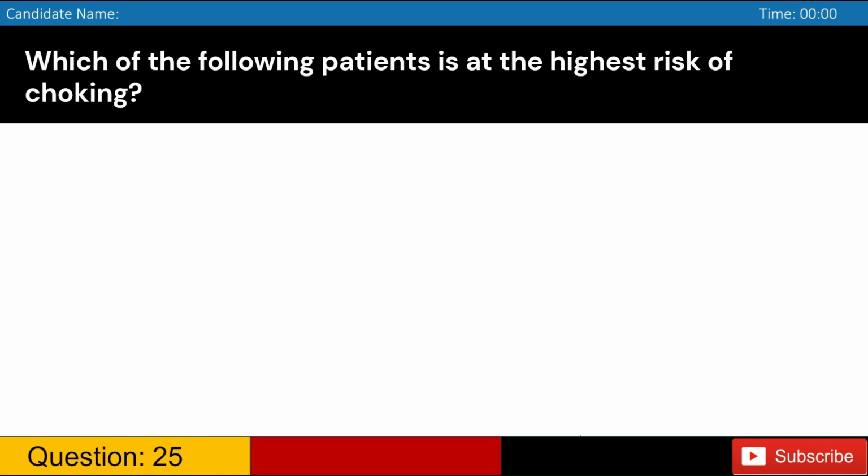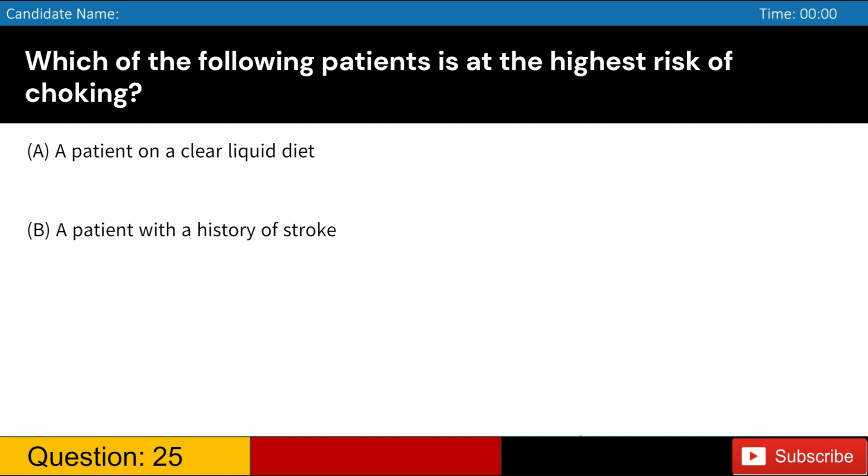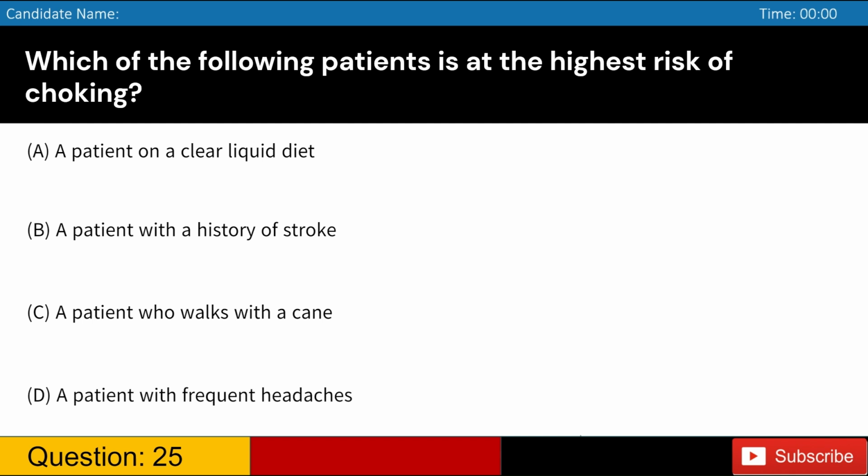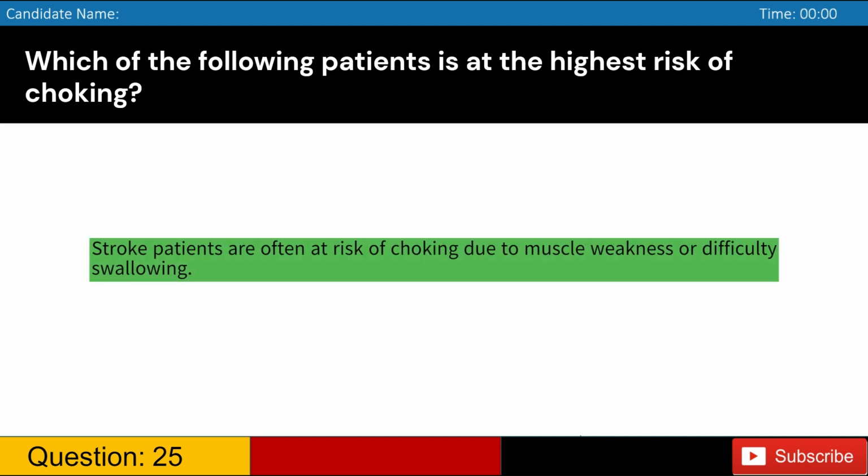Which of the following patients is at the highest risk of choking? A. A patient on a clear liquid diet. B. A patient with a history of stroke. C. A patient who walks with a cane. D. A patient with frequent headaches. Answer B. Stroke patients are often at risk of choking due to muscle weakness or difficulty swallowing.